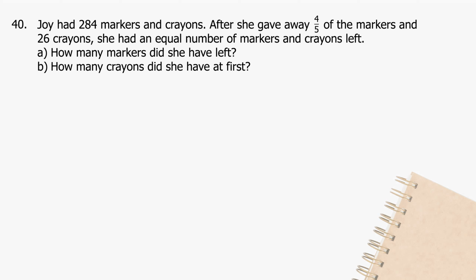Question 40. Joy had 284 markers and crayons. After she gave away 4/5 of the markers, and 26 crayons, she had an equal number of markers and crayons left. A. How many markers did she have left? B. How many crayons did she have at first?